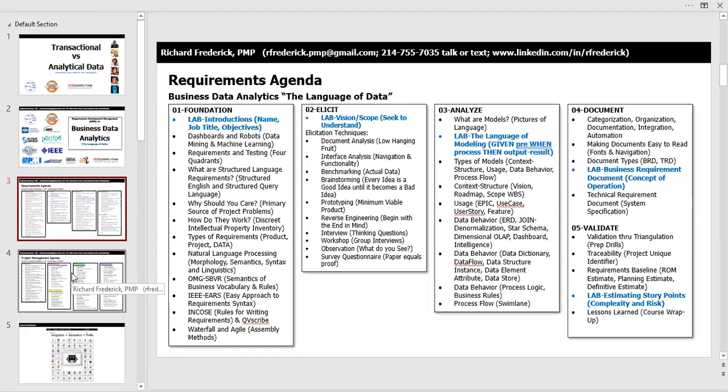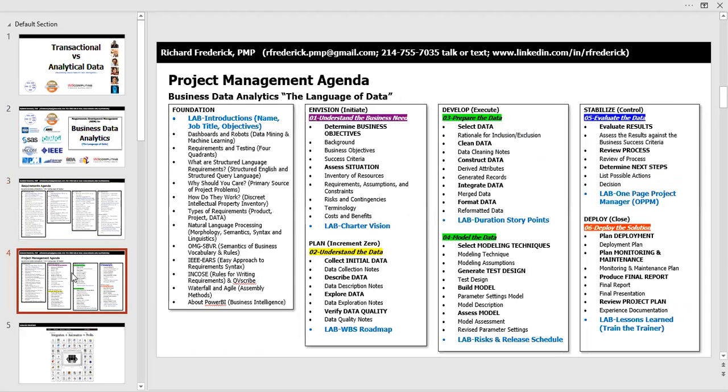This is the agenda for the requirements class. This is the agenda for the project management class, and you'll notice that it's color-coded. As we go through the slides, you'll see that those colors are associated with photographs of the roles tied to them. This is what I call the team of the future. Purple is understanding the business need. Yellow is understanding the data. There are two greens: one is prepare the data, the other is model the data. Evaluate the data is blue, and deploy the solution is orange.